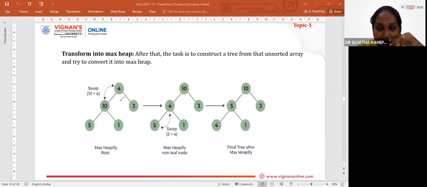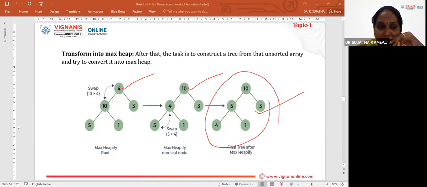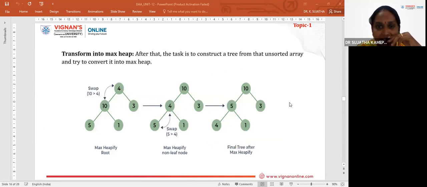For making it a max heap, the maximum element should be present at the root node. So I need to send 10 to the root node. Now 4 becomes the left child of 10. But here the heapifying property is not satisfied, that is, the parent dominance should be satisfied. That's why it should be moved here. This is the final tree I get after heapifying to construct the max heap.